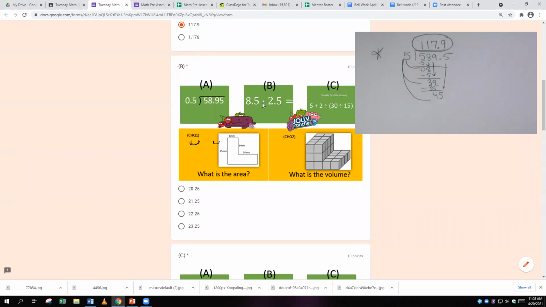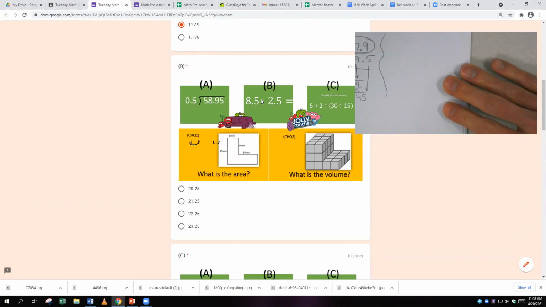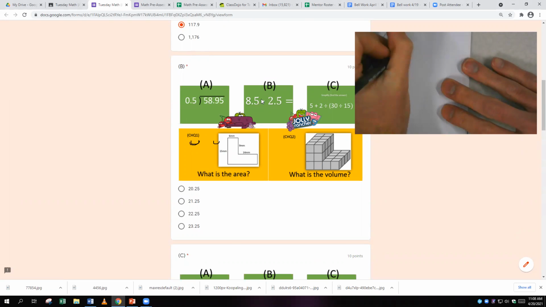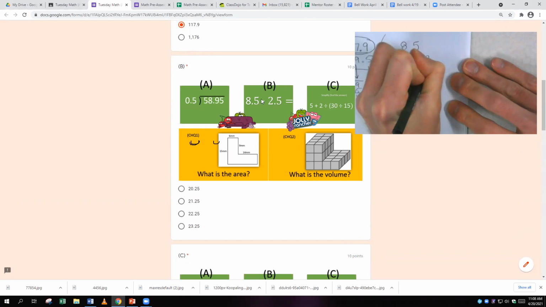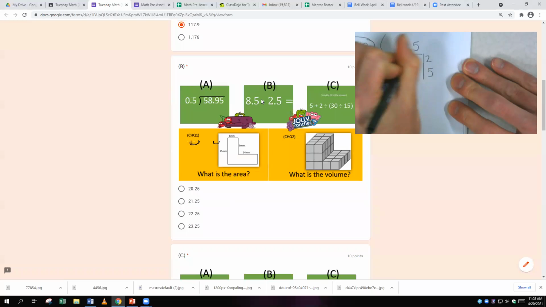Let's look at B. Okay, so here we're dividing by a decimal. We understand the rules with dividing by decimals. The decimal's not allowed to be in the divisor. So when you move it over, you got to move it over here. Now we're multiplying by a decimal. The rule's different. You just ignore the decimal. So we're going to multiply 85 times 25. Y'all know me. I like to use lattice method. You don't have to use lattice method, but it's my best friend for life.